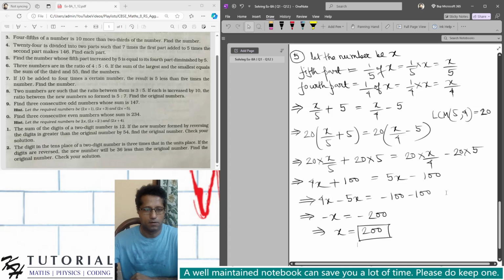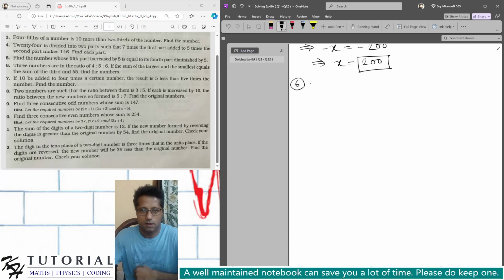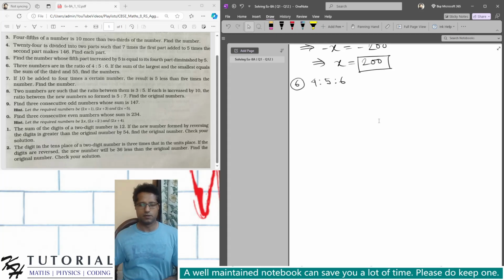Okay, let's do problem number 6. Three numbers are in the ratio 4:5:6. If the sum of the largest and the smallest equals the sum of the third and 55, find the numbers. Since the ratio is given as 4:5:6, the part 4 will be the smallest number, the part 5 will represent the middle number, the second largest number, and the part 6 will represent the largest number.